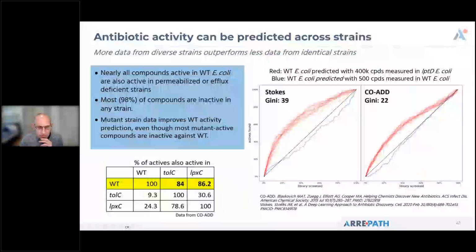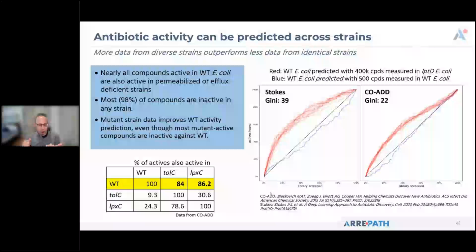All right. So one thing that we noticed early on in our work here is that antibiotic activity can be predicted across strains. And this is a somewhat complex slide, but the bottom left here is a large data set from CO-ADD where they've conveniently evaluated the same set of molecules in a wild-type E. coli, a TolC efflux-deficient strain, and an LPXC permeabilized mutant. And what you can see is that the vast majority of molecules that are active in that wild-type bacterium are also active in these deficient strains.